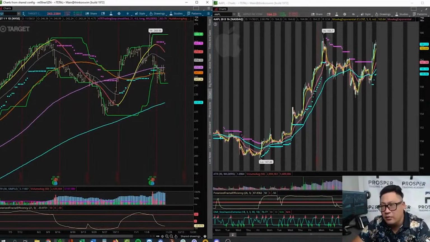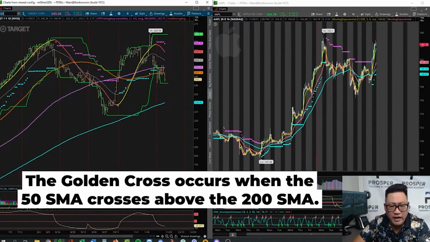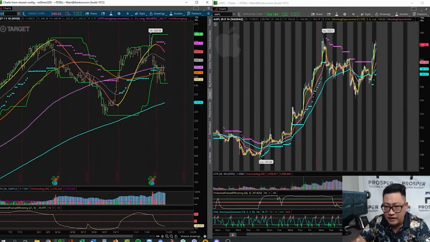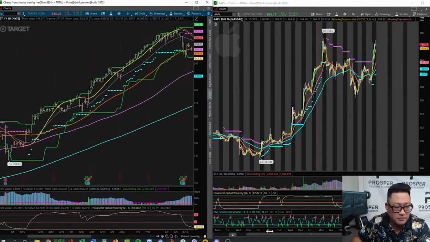Now, we hear about things that are thrown out in financial news, some things like the golden cross or the death cross. And for those that don't know, the golden cross is when the 50 simple moving average crosses above the 200 simple moving average. Now, specifically, that's usually over a sentered long period of time.